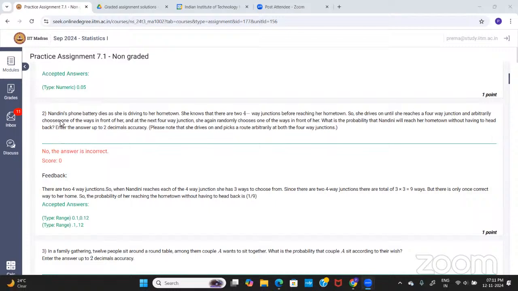So here you can see Nandini's phone battery dies as she is driving to her hometown. She knows that there are two four-way junctions before reaching her hometown. So she drives on until she reaches a four-way junction and arbitrarily chooses one of the ways in front of her. And at the next four-way junction, she again randomly chooses one of the ways in front of her. Then what is the probability that Nandini will reach her hometown without having to head back?